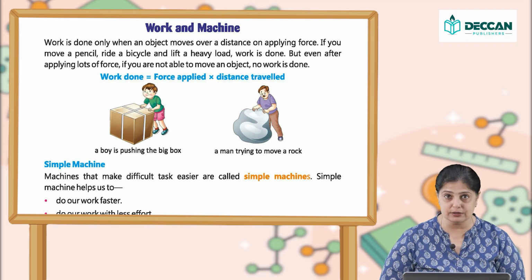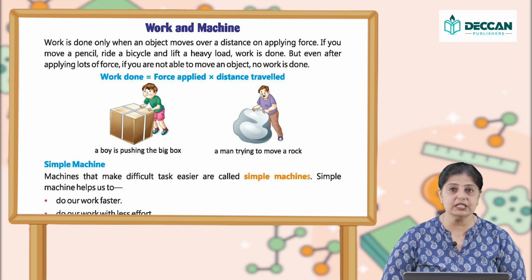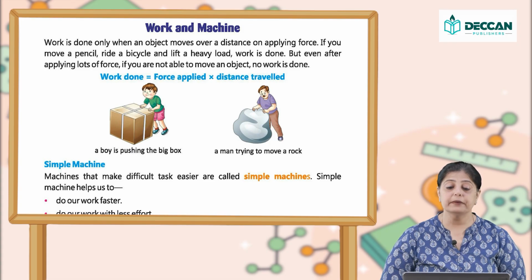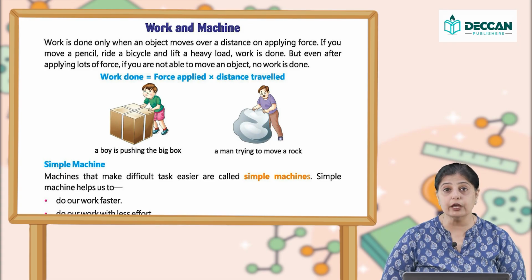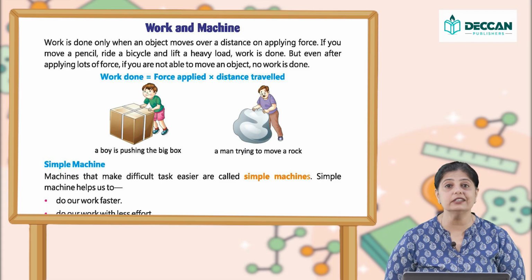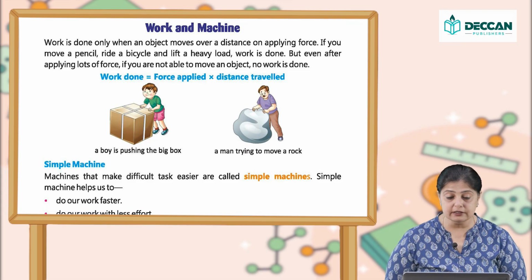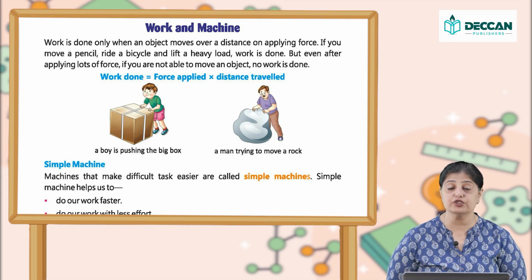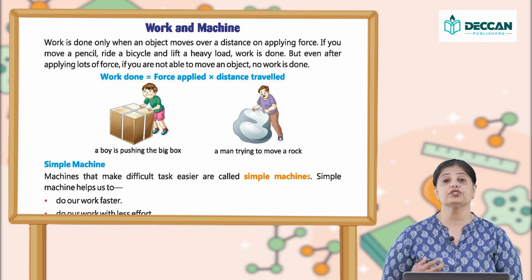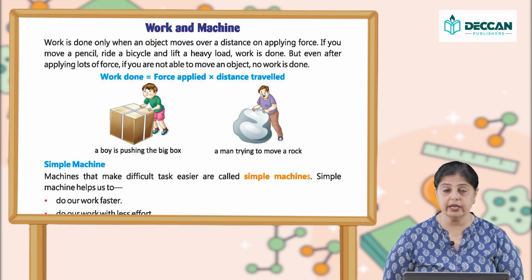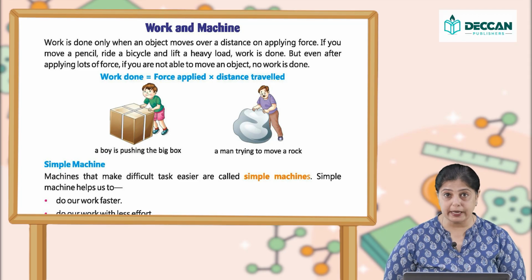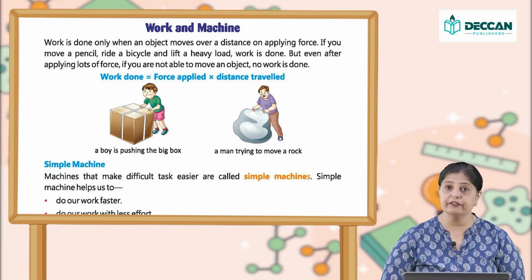We use machines. So there are some simple machines that we use. Machines are the equipment that make a difficult task easier. So simple machines help us to do our work faster and with less effort. When we do something with the help of a machine, work is done in a quicker manner. At the same time, we don't have to apply a lot of pressure or force, and the effort is less.